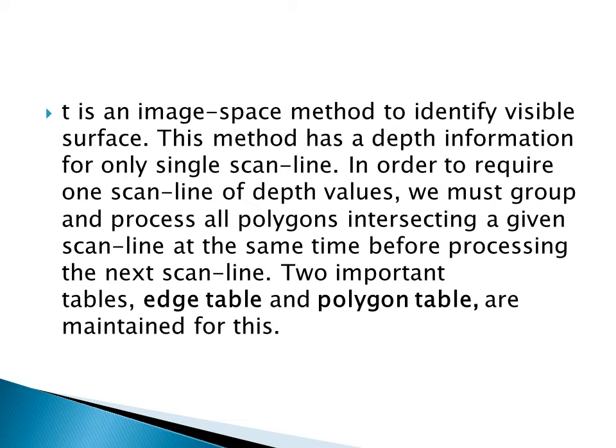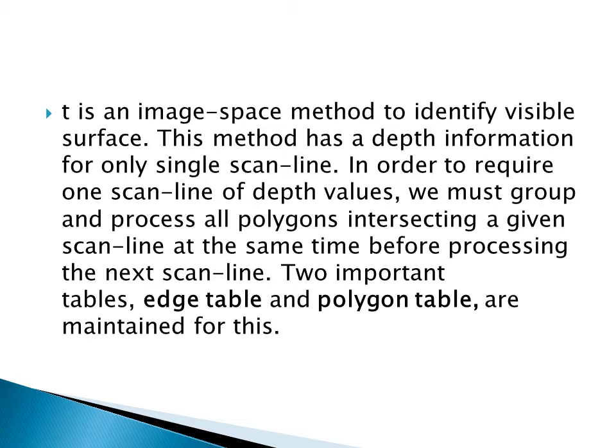This method has depth information for only one single line at once. We must group and process all polygons intersecting a given scan line at the same time before processing the next scan line. So first of all, we have to identify one scan line, then find out the depth information of that, and then process all the polygons that are intersecting that particular scan line.